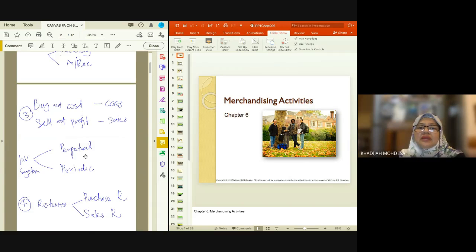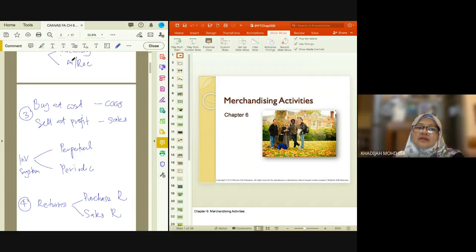When you purchase from your supplier, we call it goods at cost. That is your cost of the inventory. But when you sell to your customer, you sell at a profit, and we call that sales. So you compare between your sales and your COGS, and then you will have your profit here. The profit that you get from comparing your sales and your COGS is known as gross profit.